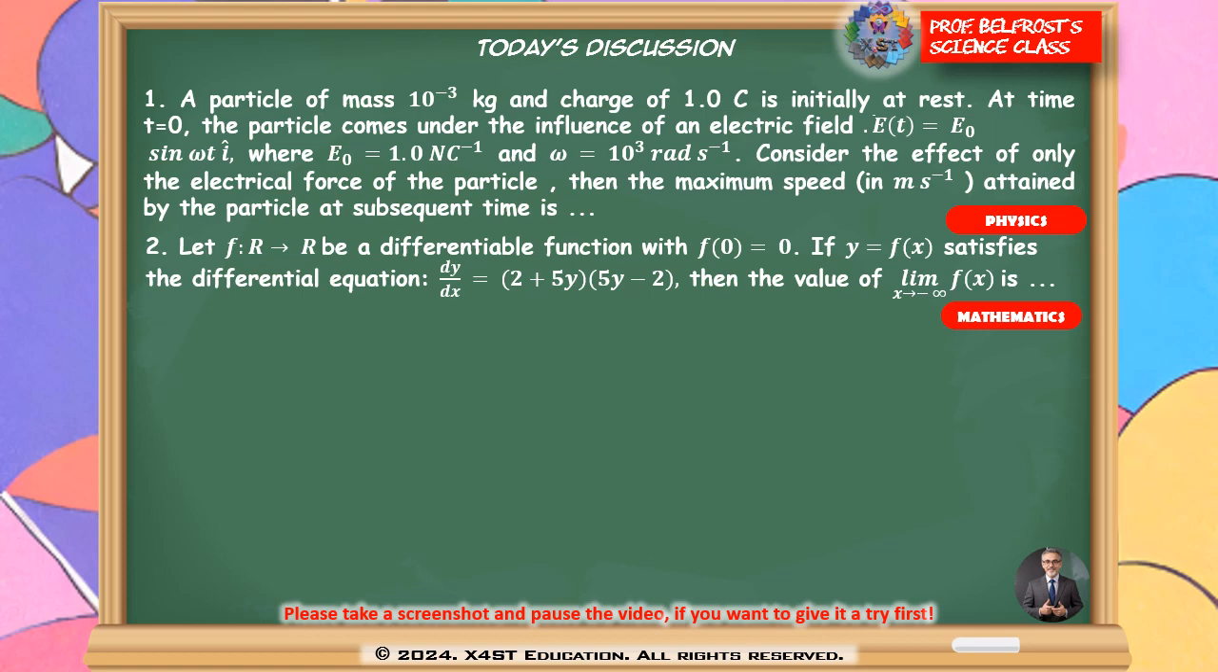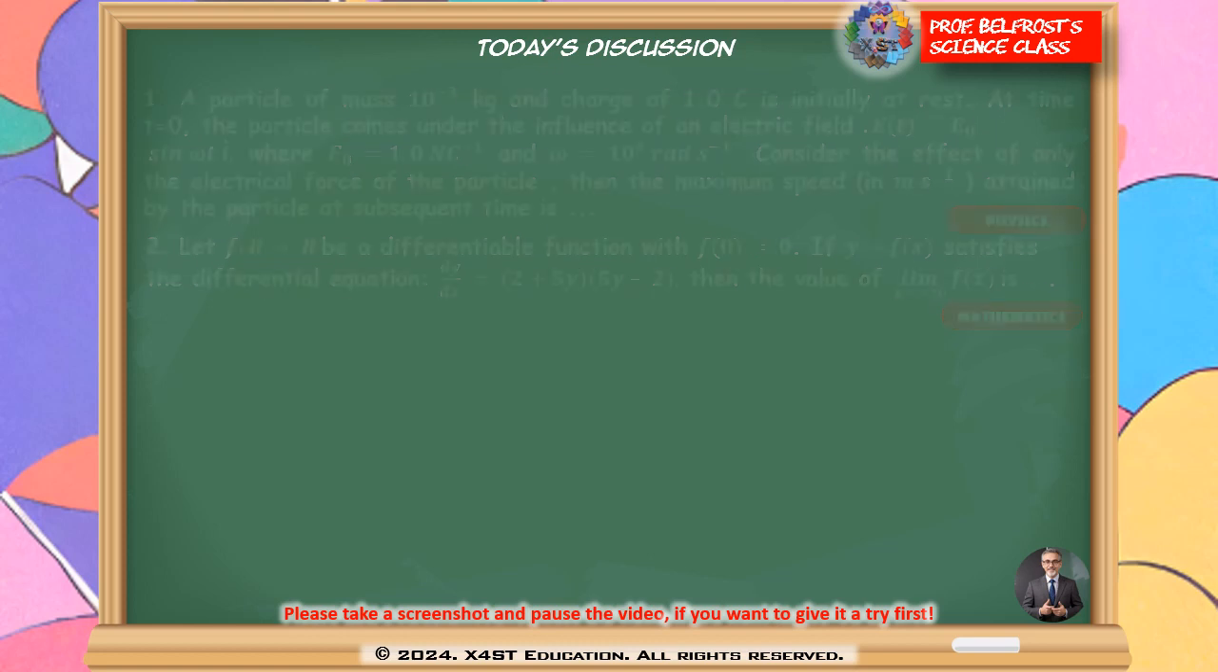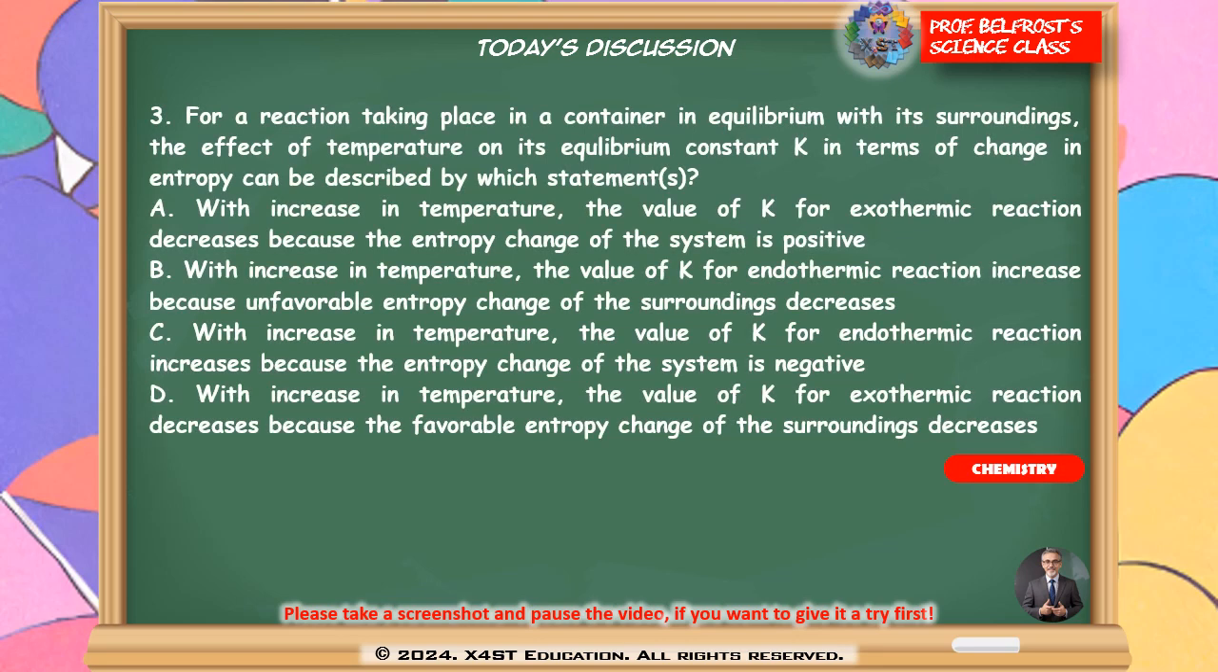Please take a screenshot. So this is the first slide, mathematics and physics problem. This is the second slide, chemistry problem. I want you to pause this video and give it a try first before you watch the explanation. And if you find there is something that seems to be wrong, please let me know.